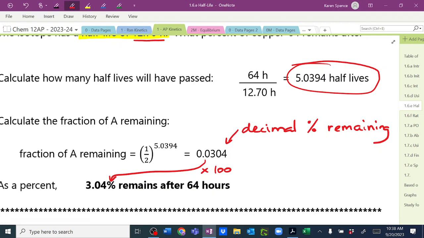I don't think it's very likely you're going to have to do anything this complicated. I think you're just going to have to do something like, I start with 64. How many half-lives have passed if I've got 2 left? It's going to be nice numbers that you can deal with nicely. Yes?